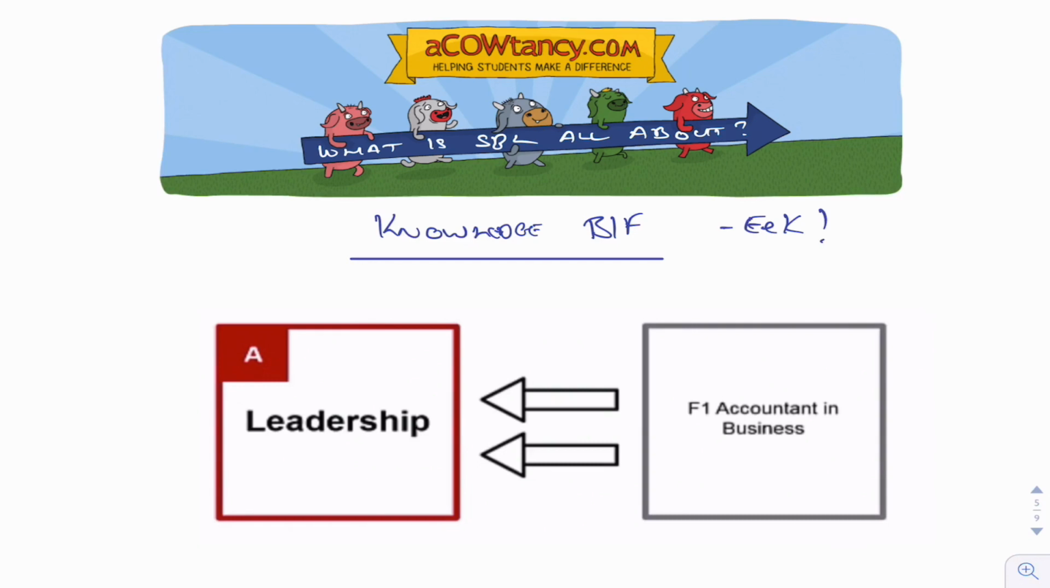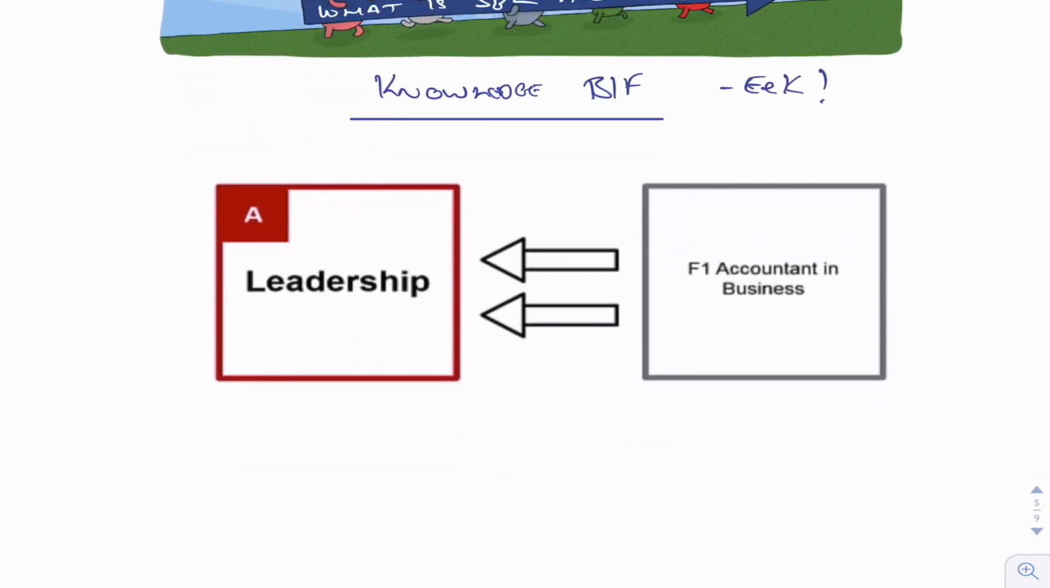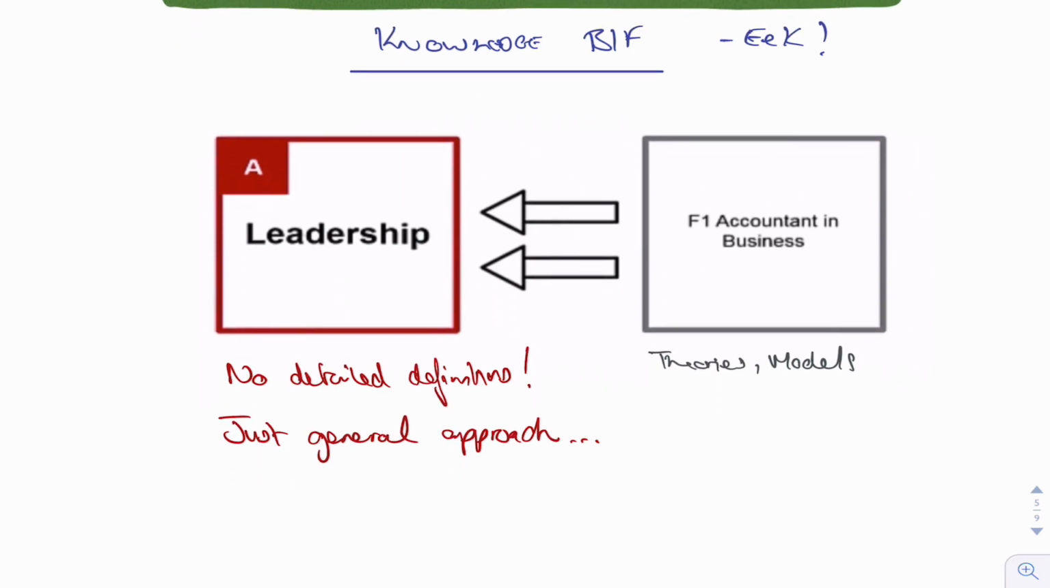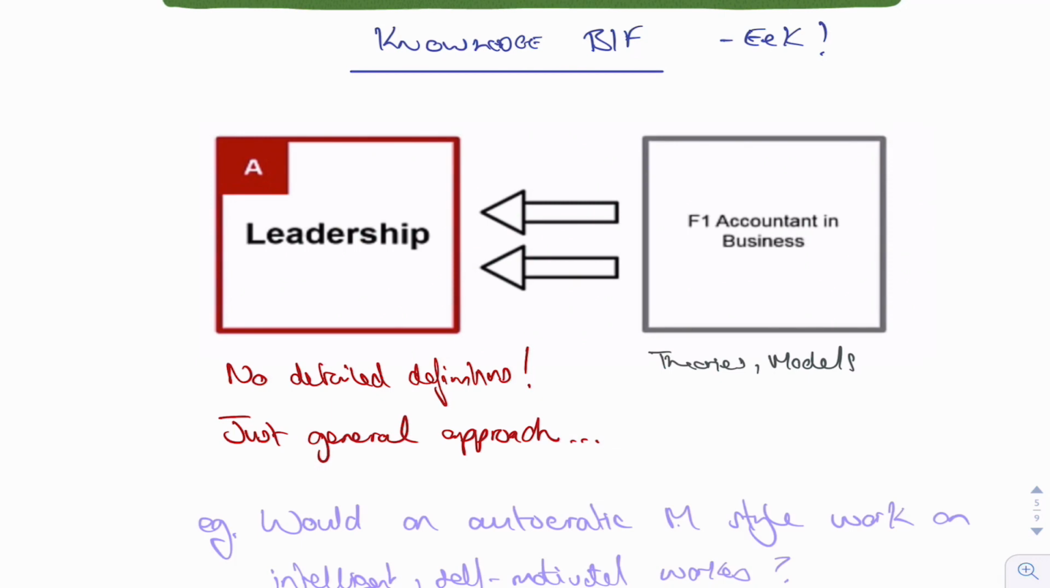Right, so now I want to have a look at how all the knowledge brought forward from the other exams affects SBL. So the leadership chapter basically comes from Accountant in Business. And in Accountant in Business, in F1, you've got all the theories and all the models. But the good news is in SBL, you don't really need them. You don't need the detailed definitions anyway. Just a general understanding of the theories and the models around leadership.